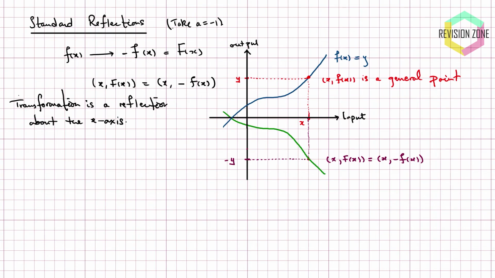So the first case to consider is when f of x goes to negative f of x. So we define our capital F of x to be the same thing as lowercase f of x, just with the sign of the output reversed.